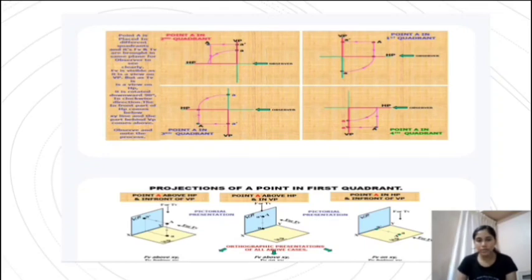And you can see the projection of a point in the first quadrant. There are three possibilities: point A above HP and in front of VP, point A above HP and in VP, and point A in HP and in front of VP. These are the projections which we can do.